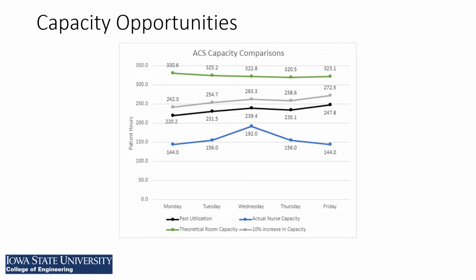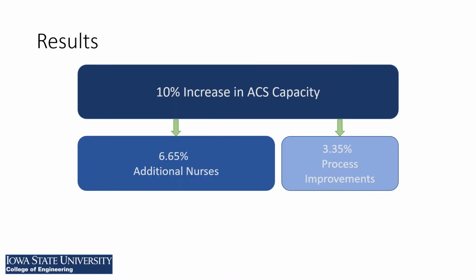And the blue line is the nurse capacity, and as you can see, it is much lower than the black line, which means that they have to call in extra nurses each day, and this is confirmed by observation of the process. In order to increase the capacity, we included that gray line there, which would include a 10% increase in capacity based on process improvements and additional staffing. As I just mentioned, that 10% increase comes from hiring 2 additional nurses and from completing process improvements.